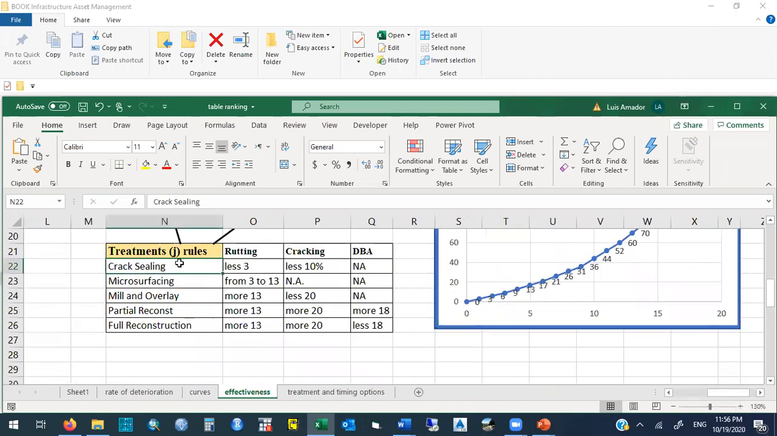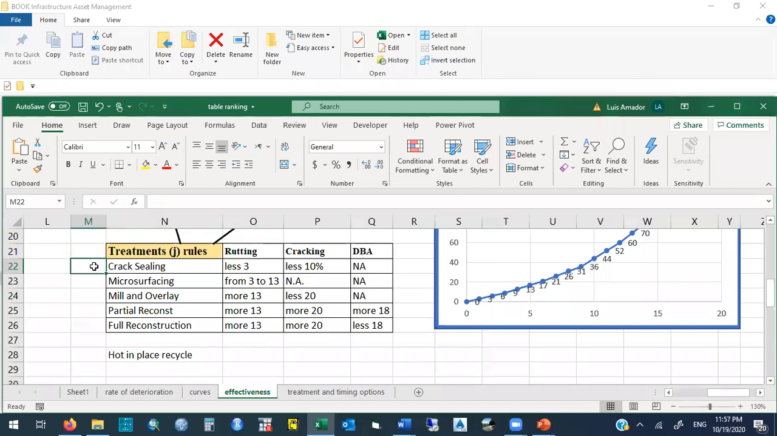So we have this as general. There are more, like in-place recycling, and there are others, but these are the main ones. You have crack sealing. Is everybody clear what crack sealing is?